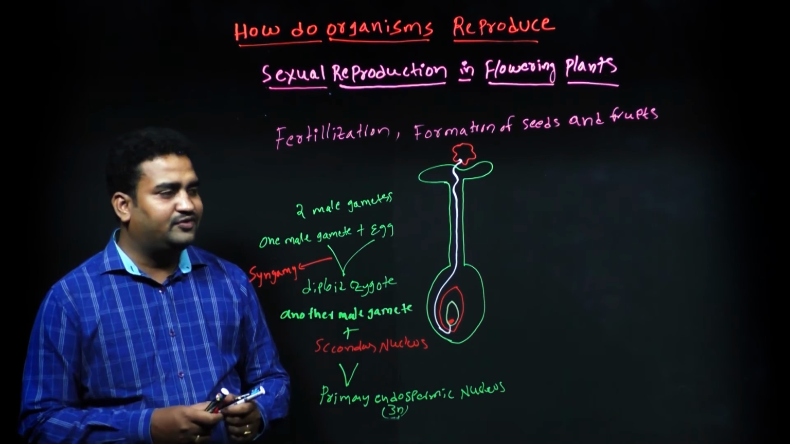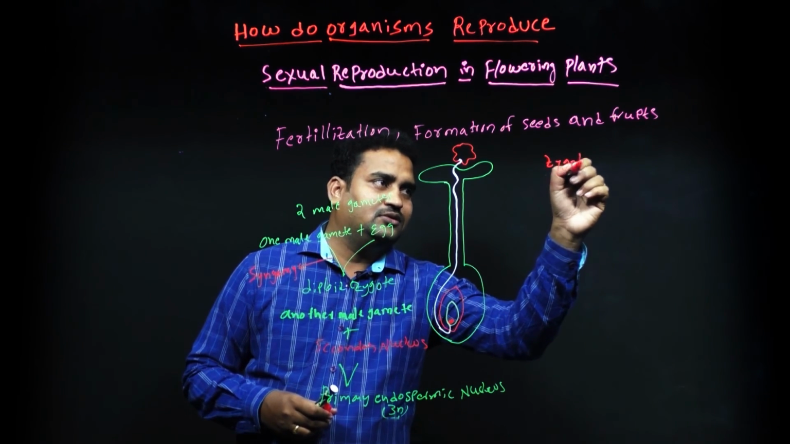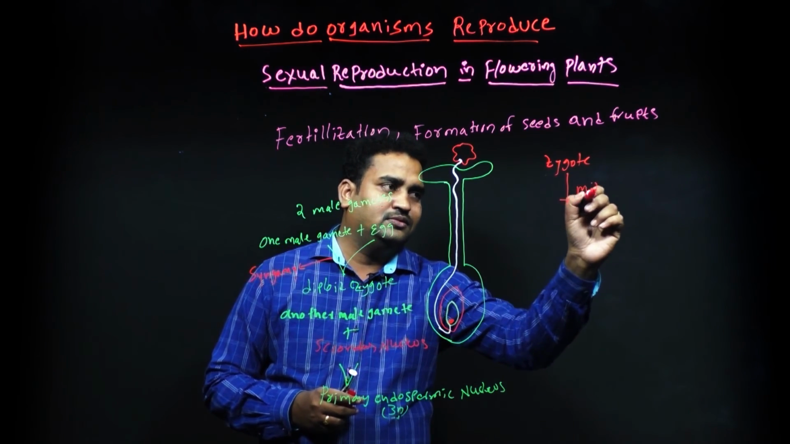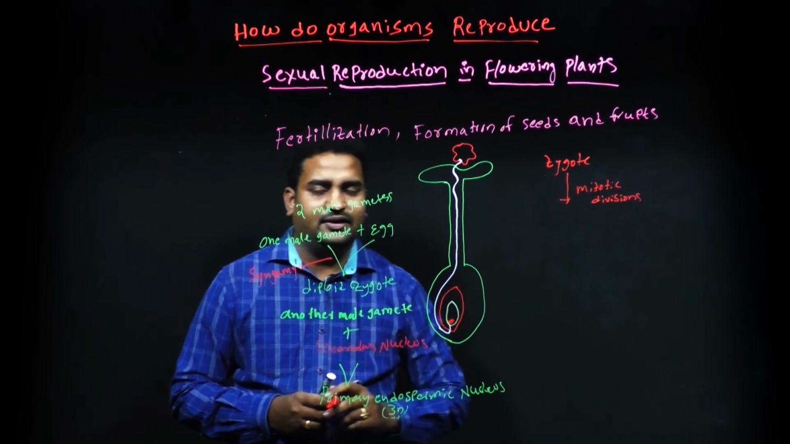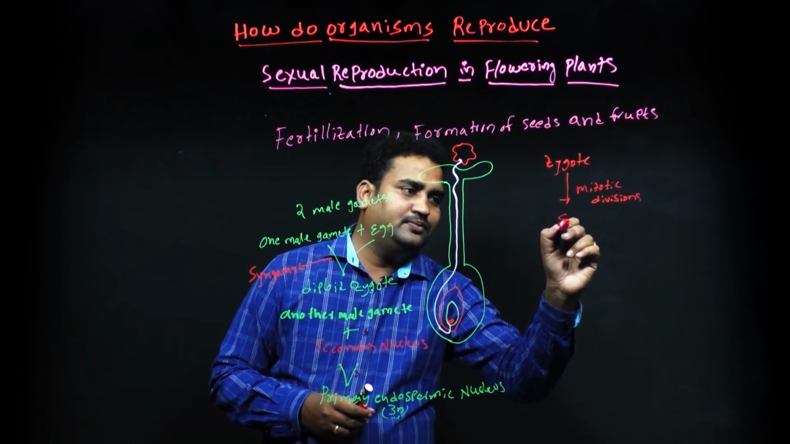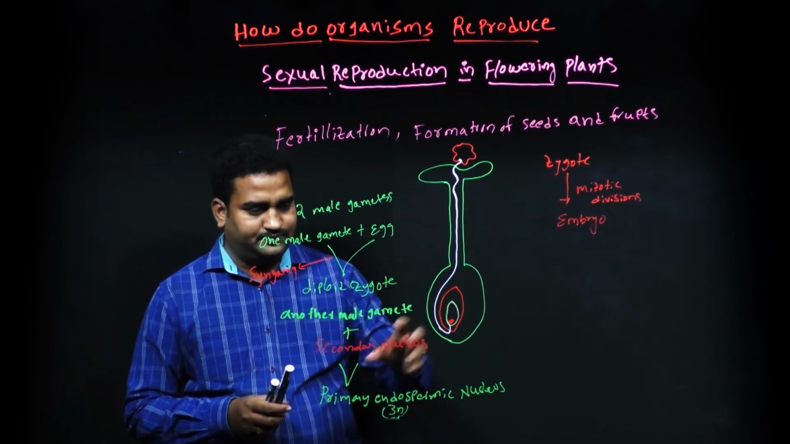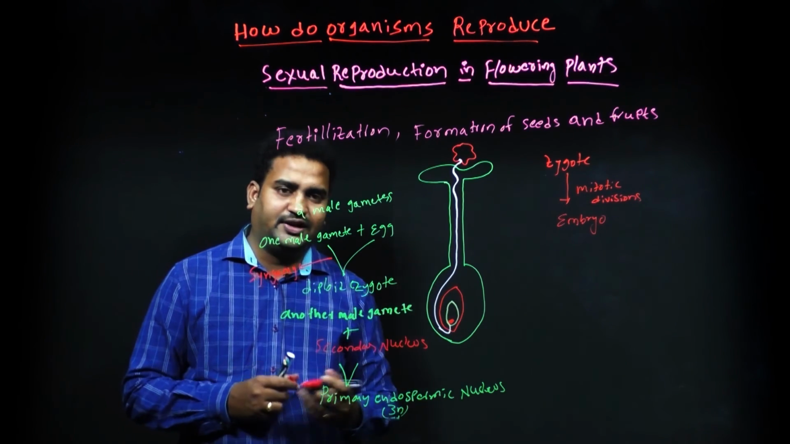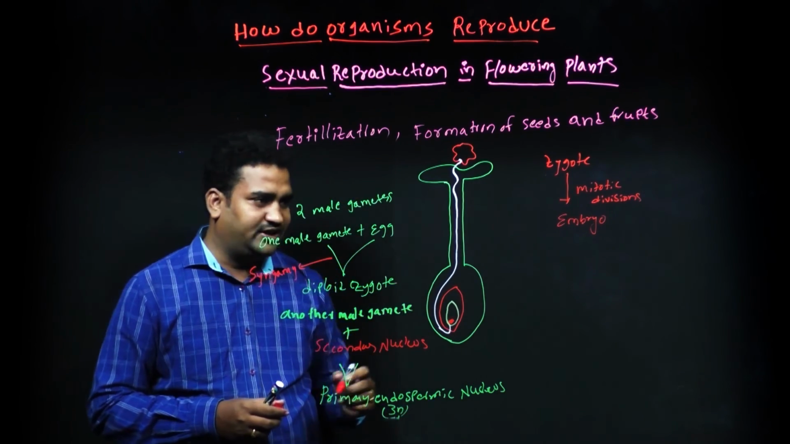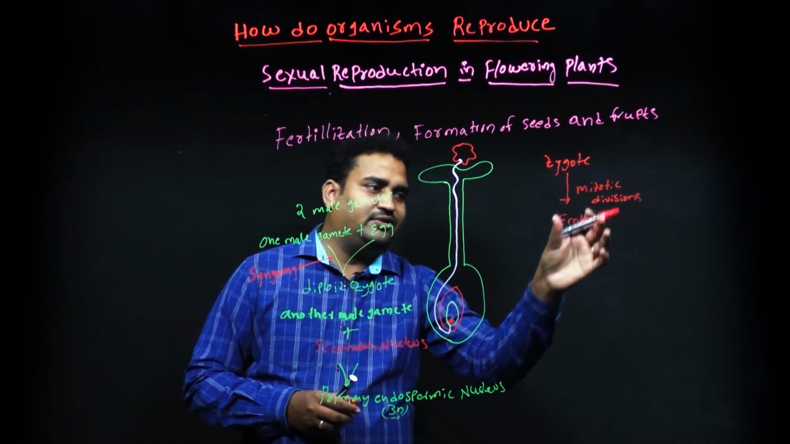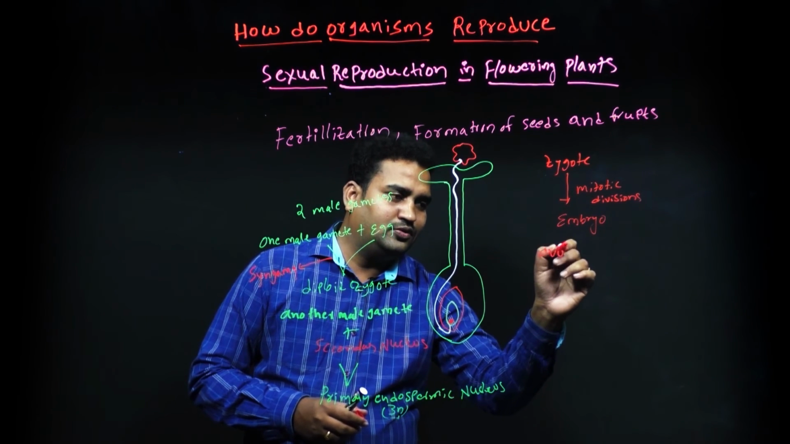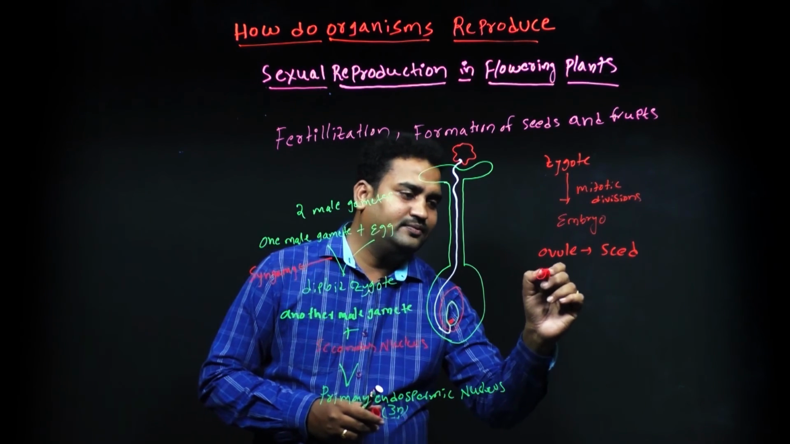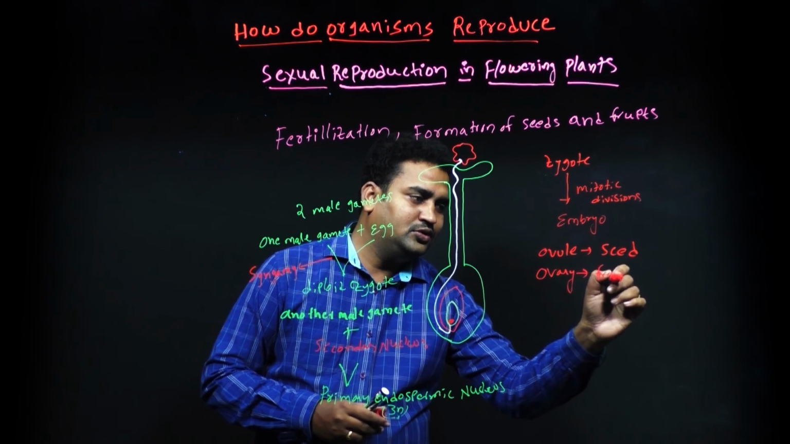So this zygote, after formation, undergoes several mitotic divisions, and it will form the embryo. The outer covering of this embryo is the ovule. So the ovule after fertilization develops into a seed. The zygote will be converted into the embryo, the ovule will be converted into the seed, and the ovary will be converted into the fruit.